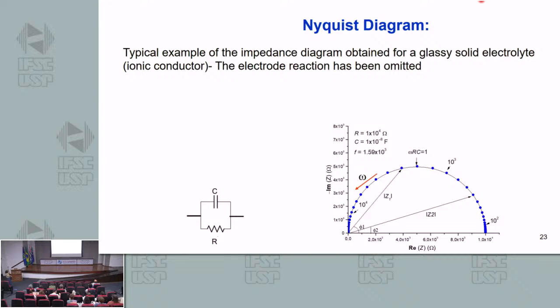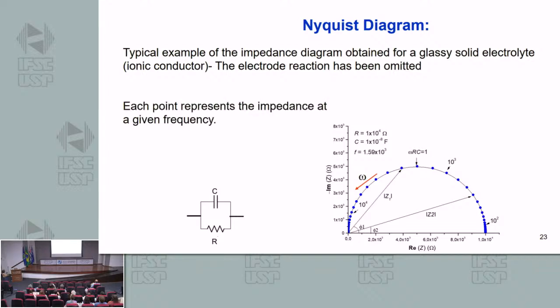You can see that here I wrote the frequencies. If I do not write the frequencies, there is no information about the frequencies here. So the Nyquist diagram lacks the information of frequencies. Observe that this is the modulus of the impedance, and this is the phase angle, okay? And in this case, the frequency increases from right to left.